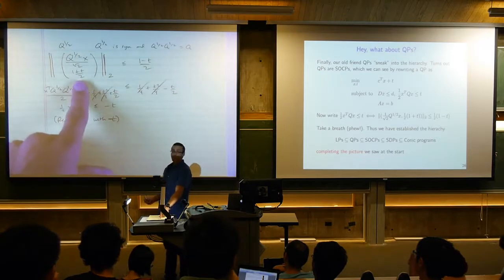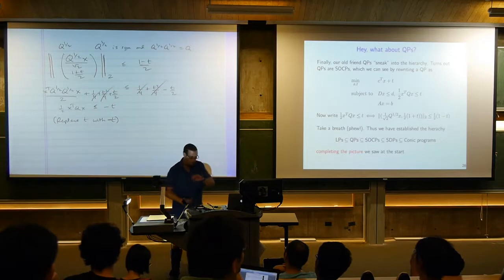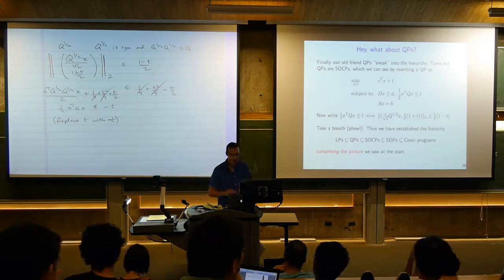I'll correct that again in the slides, but this should have been 1 minus t over 2, and that's 1 plus t over 2. Okay, so that was just the demonstration that a QP is actually an SOCP.